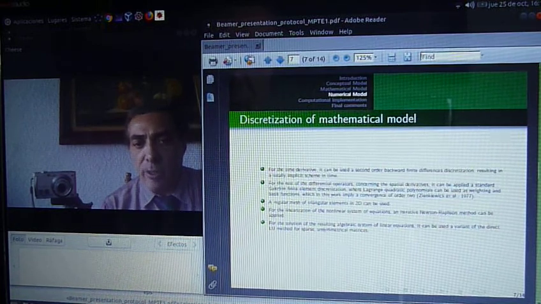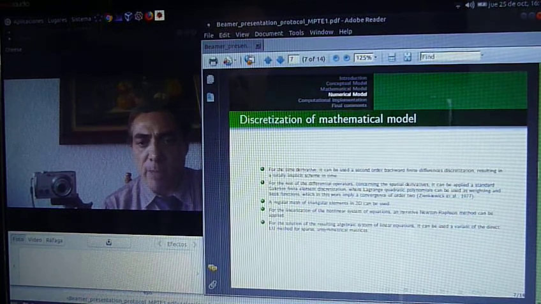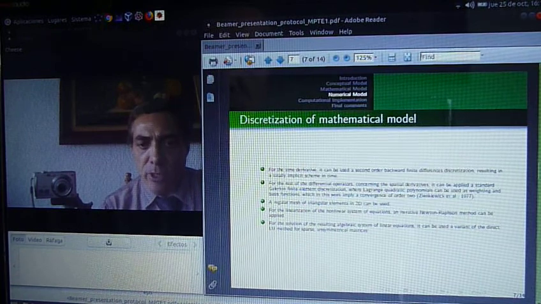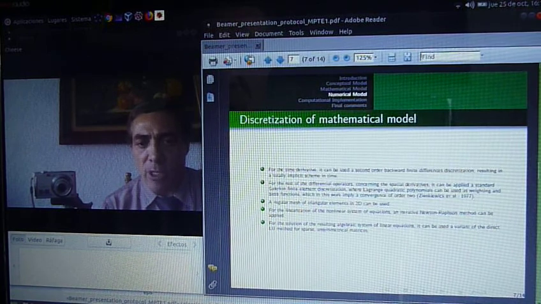For the linearization of the nonlinear system of equations, an iterative Newton-Raphson method can be applied. For the solution of the resulting algebraic system of linear equations, a variant of the direct LU method for sparse unsymmetrical matrices can be used.